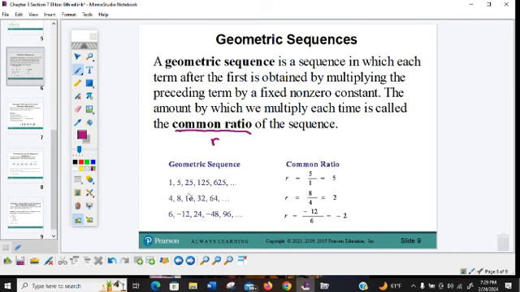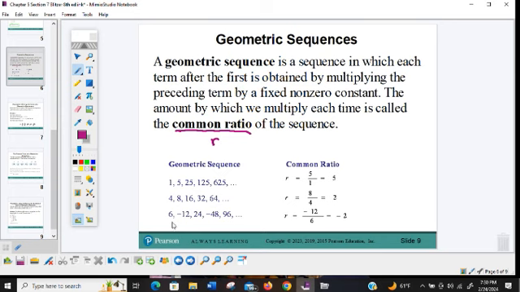If you can't figure it out, you put the second term over the first term and you reduce it. 5 over 1 is 5. On this one, 4, 8, 16, 32, 64, they're multiplying by 2 each time. 8 over 4 reduces to 2.